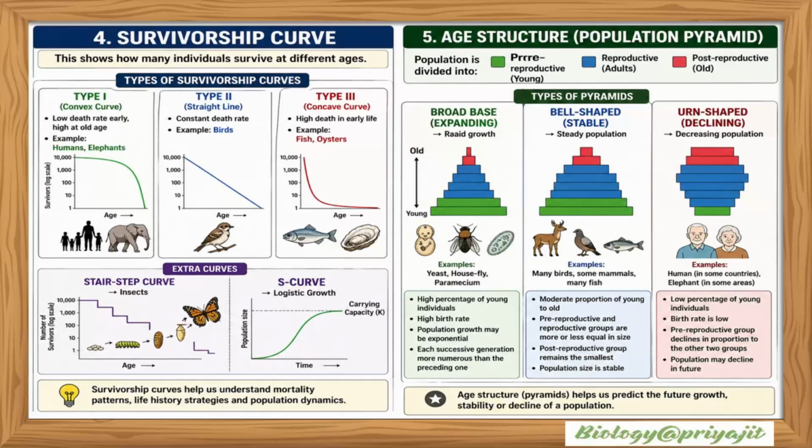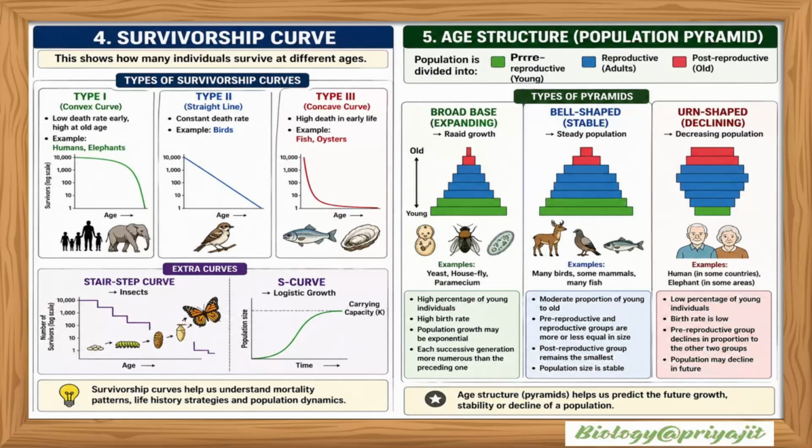Age structure or population pyramid. The population is divided into pre-reproductive, reproductive adults and post-reproductive old age. Types of pyramids: broad base, that is expanding, indicating rapid growth. Bell-shaped are stable, which indicates a steady population, and urn-shaped or declining, where a decreasing population is shown.